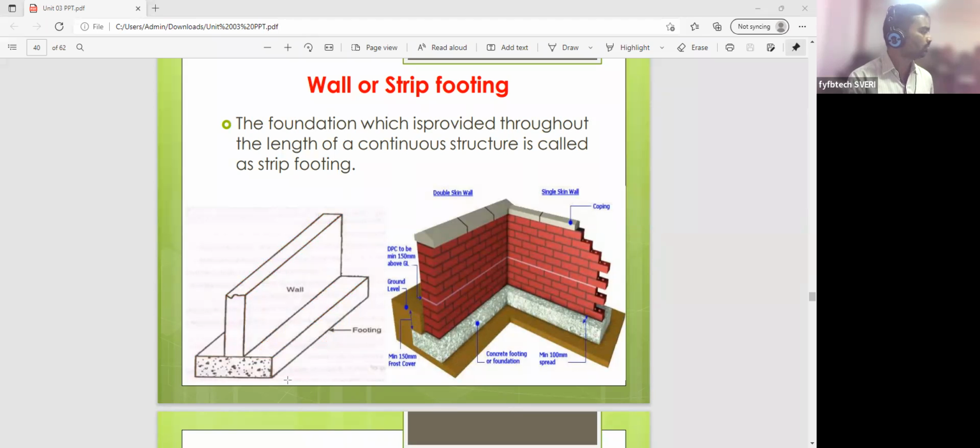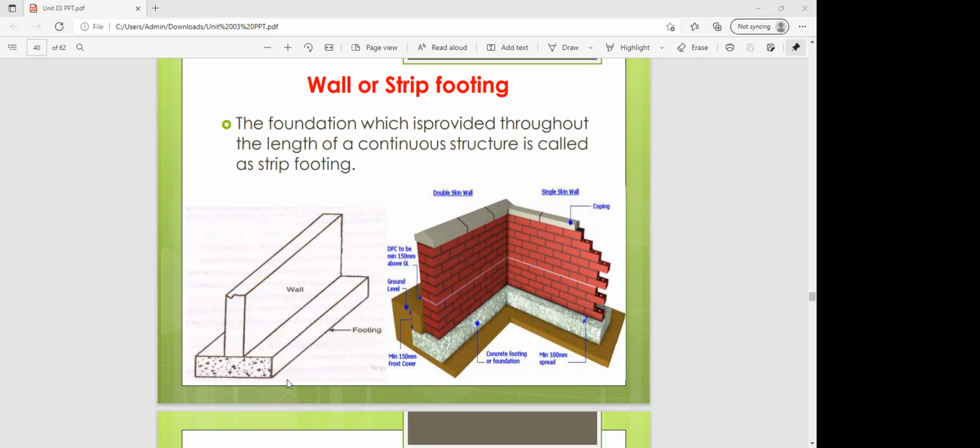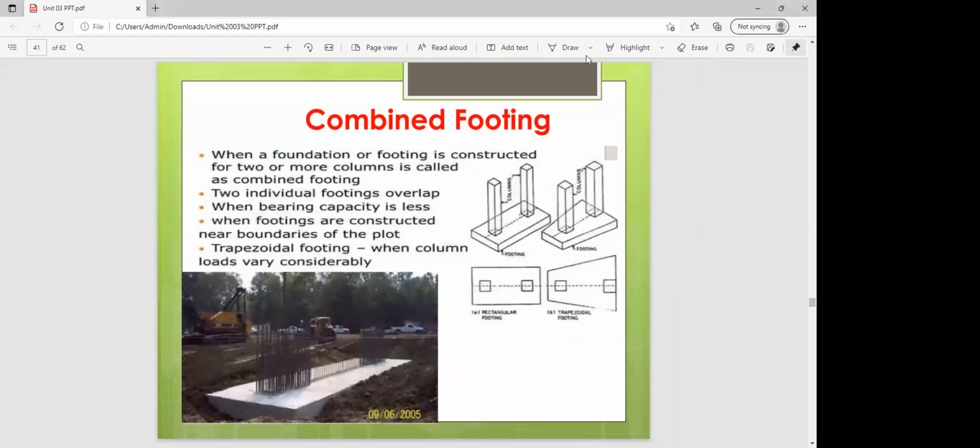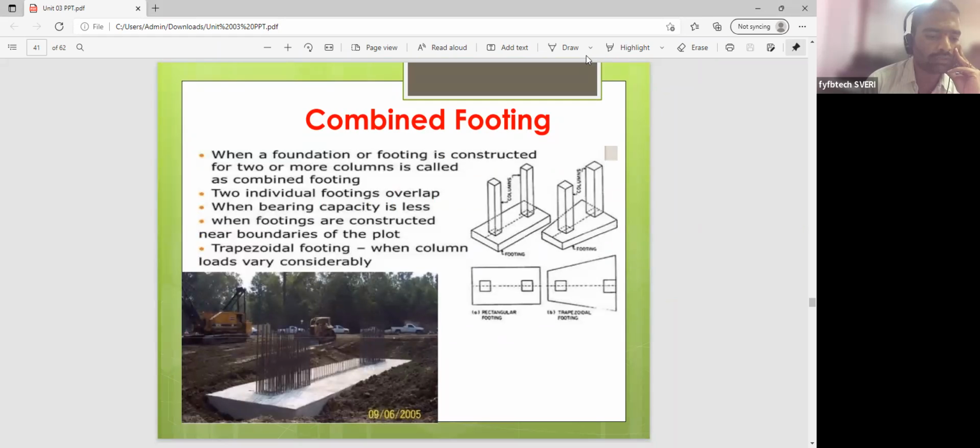Can I go for next slide? Yes, all of you. Yes, sir. Okay, Yes, na? sir. Okay. Yes, sir. Next, combined footing. The third one, na? Okay. Third one, combined footing.